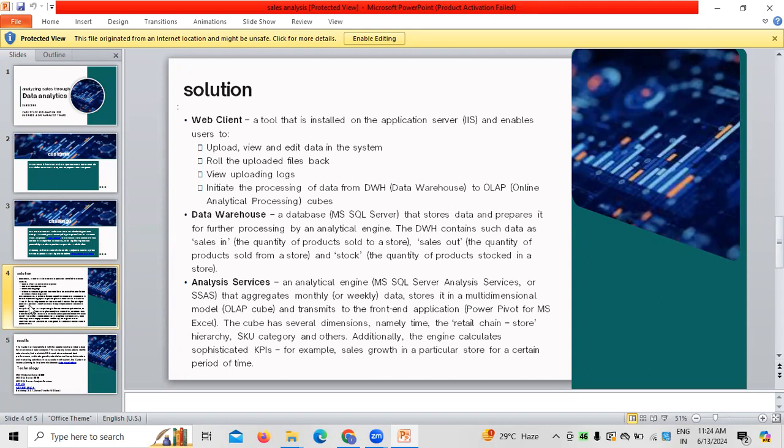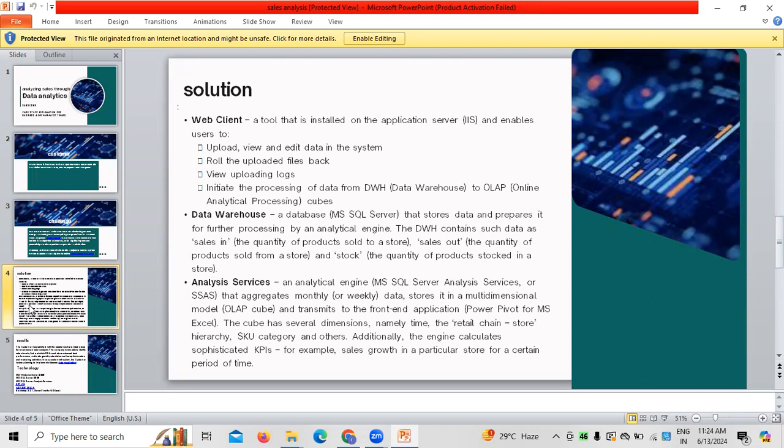Coming back to the solution, there were 3 solutions identified: one is the web client, second is the data warehouse, followed by analysis services. The web client is a tool installed on the application server, which will be used to upload, view and edit the data in the system.